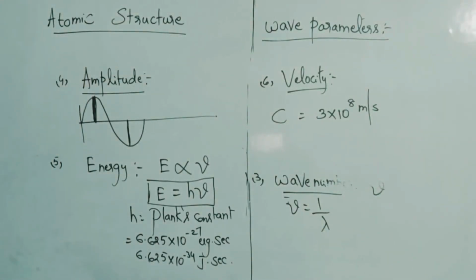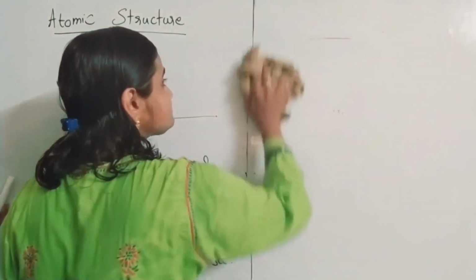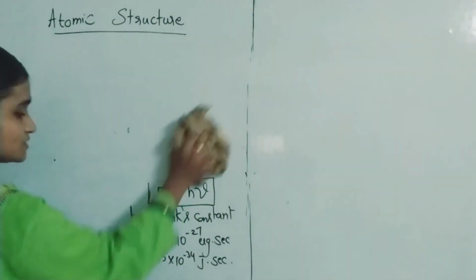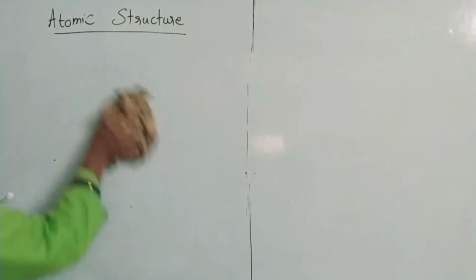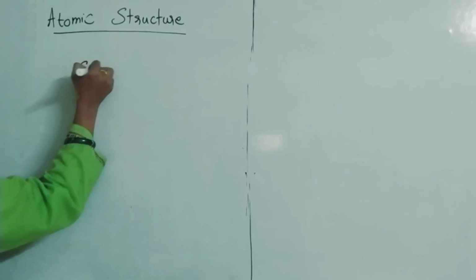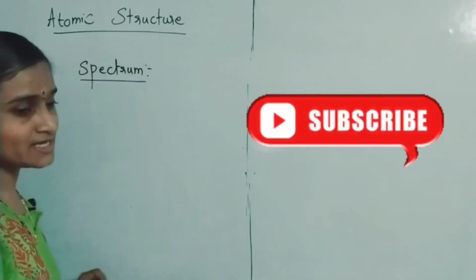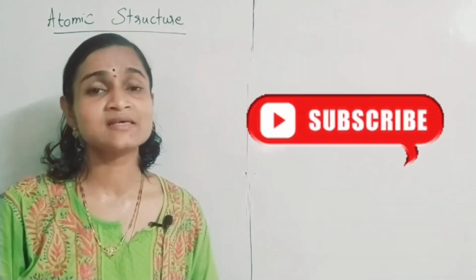So these are all called what? Wave parameters. Next we go for the next topic in this atomic structure lesson. We go for another topic which is called spectrum. Do you hear about the word spectrum? Yes. Electromagnetic radiations altogether we call electromagnetic spectrum. Spectrum is the arrangement of different electromagnetic radiations of different wavelengths or different frequencies. You call it spectrum.